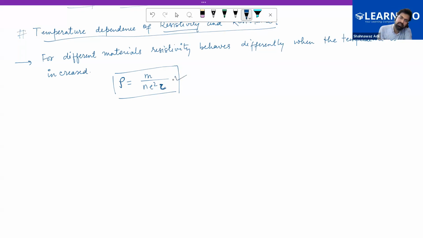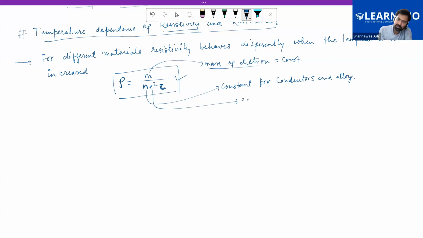So this is how the resistivity depends on different things. The mass of the electron is constant. And for conductors and alloys, this is also constant. This V is also constant, though this is not the case for alloys, but only for conductors. Now, this is only depending on the relaxation time. Relaxation time is not constant.